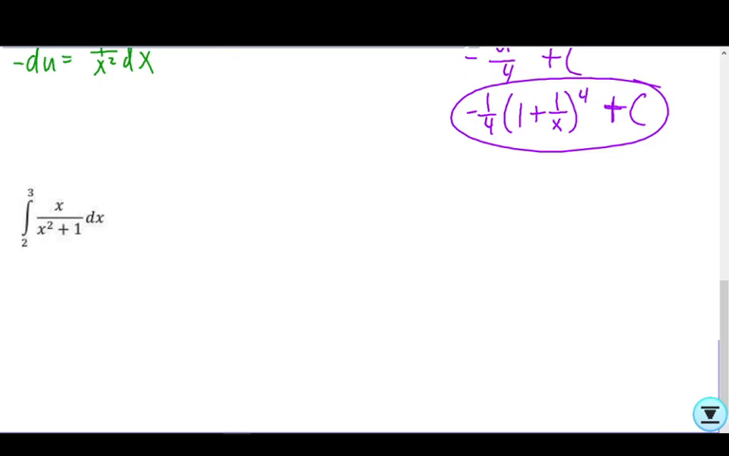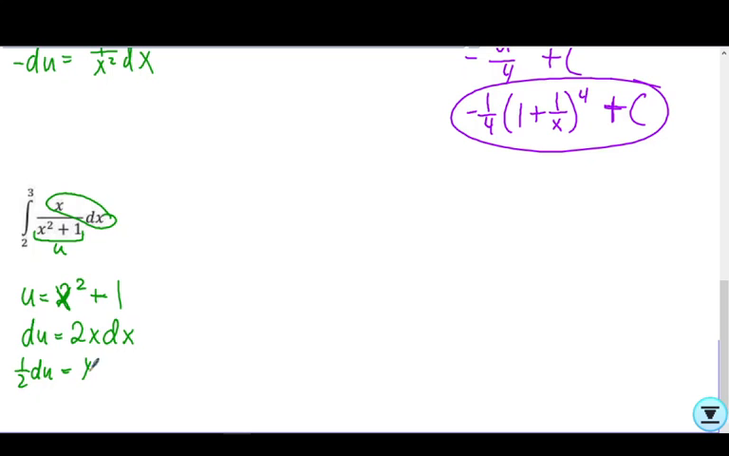Here we go. So again, this one I do not have a function inside of a function. But I do know that the derivative of x squared is x. So I'm going to say this is my u. So we're going to say u is x squared plus 1, which means du equals 2x dx. And I do have x dx, so 1/2 du equals x dx. Okay?